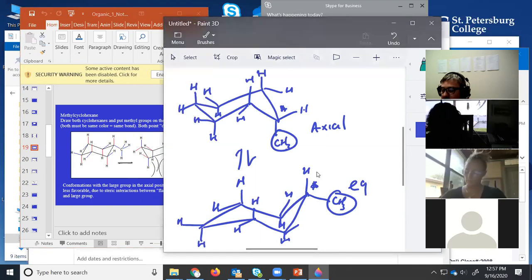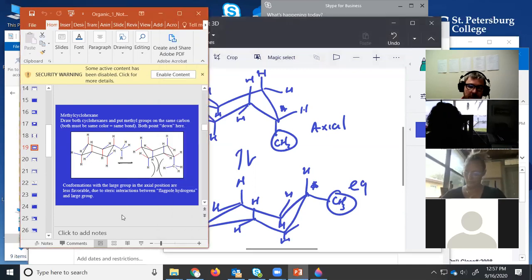Now the issue that we face with the methyls, and you can see it over here in the slide, is that the axial methyl is actually more unstable than the equatorial methyl. And the reason for that is because the axial methyl interacts with these two hydrogens that are, you can see these lines here. I know you can't see my cursor.